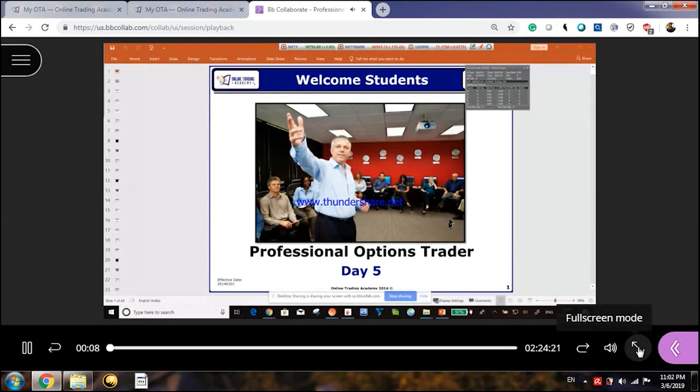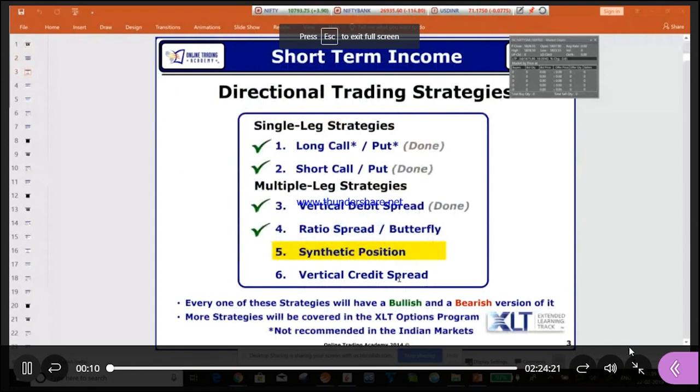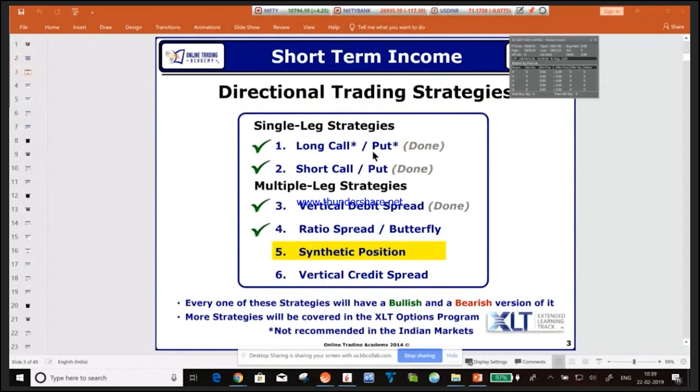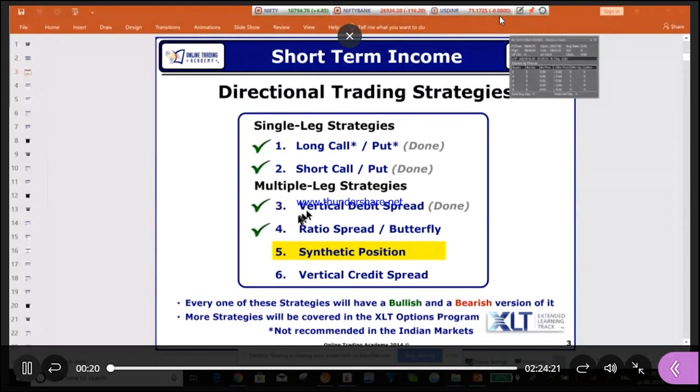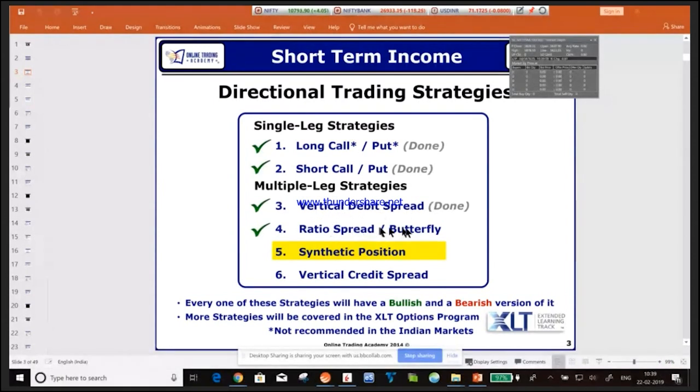Okay, so what have we covered so far? We've covered long call and long put. We have covered short call and short put. We have covered vertical debit spreads. I've told you why we don't do ratio spreads and butterflies. We'll talk about synthetic and vertical credit spreads.